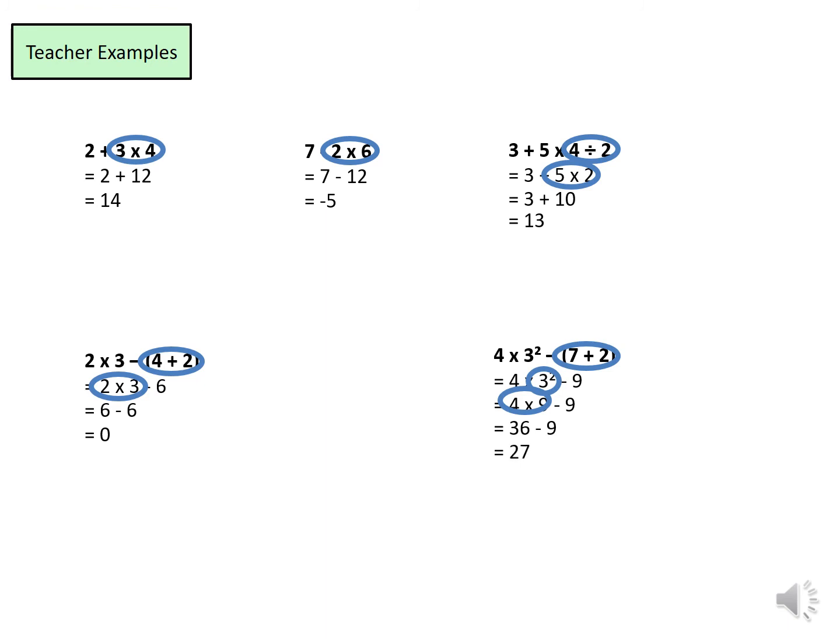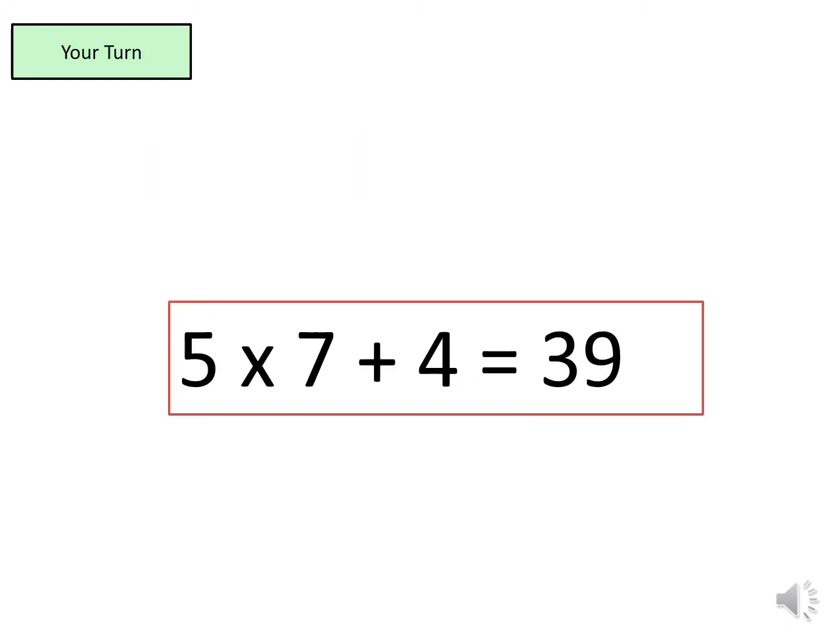Okay. Now that I've shown you some examples from most basic to more difficult, I want you guys to try and identify which ones are true or false. So have a look at this question. 5 times 7 plus 4, is the answer 39? I want you to have a quick think about it. Pause the video if you need to now, and let's see if it's true or false.